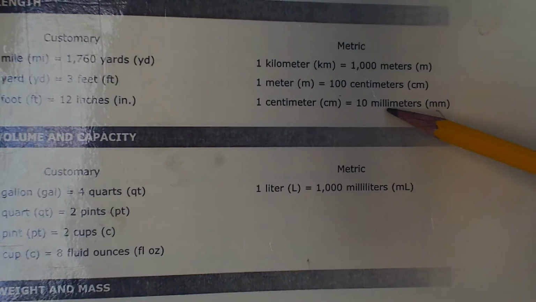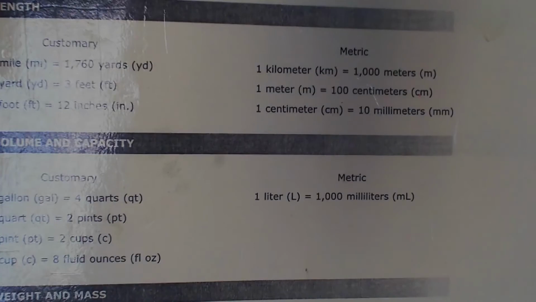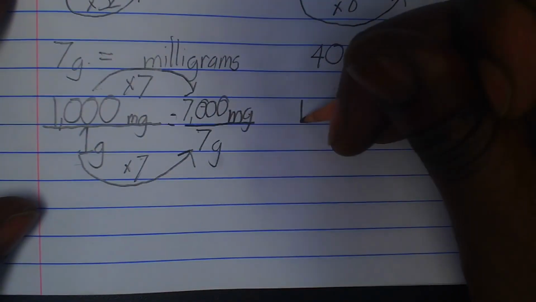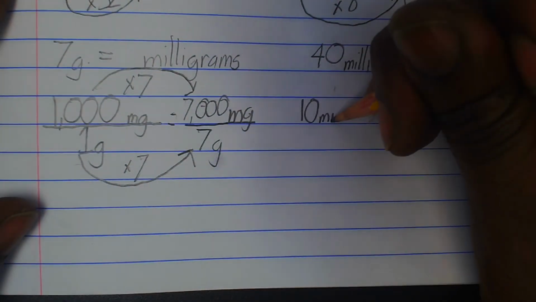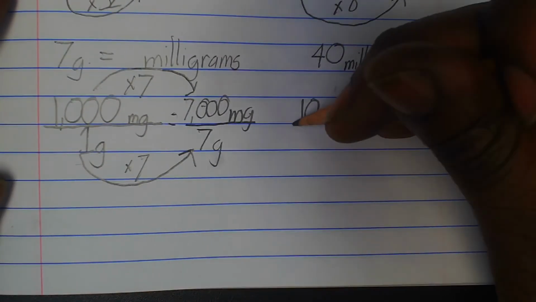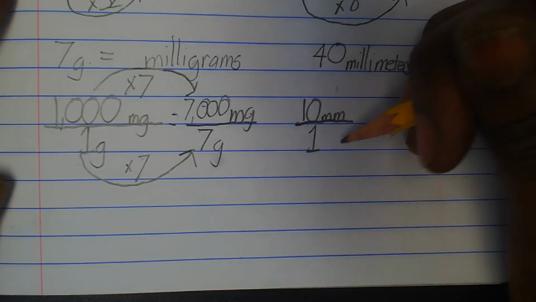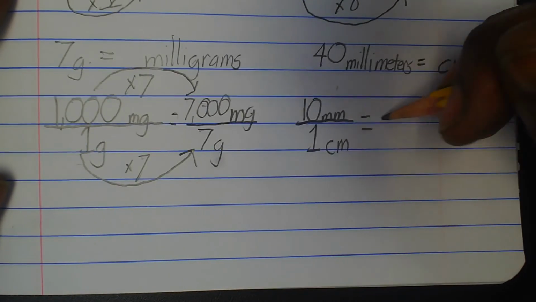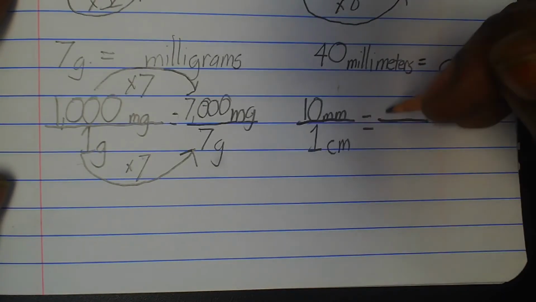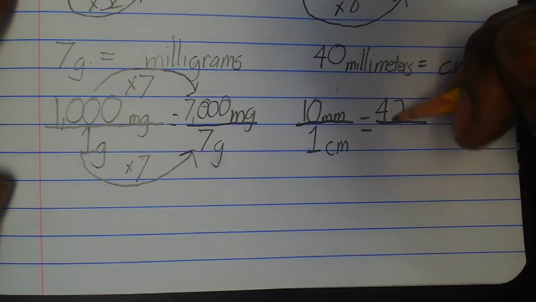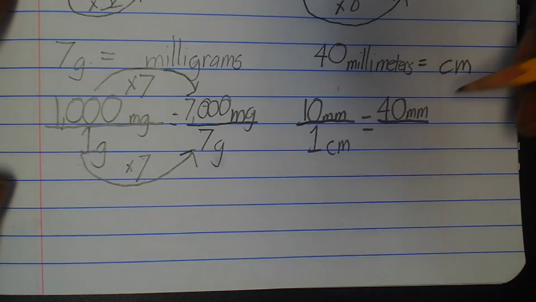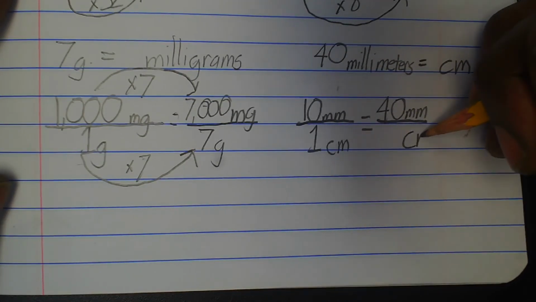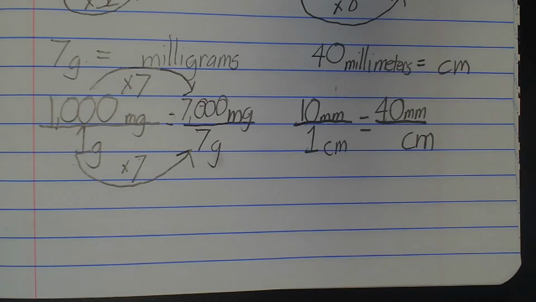So we're going to write this as a unit rate. All right, so we have 10 millimeters over 1 centimeter. Then we write our proportion. So we have 40 millimeters, and then we're looking for the equivalent amount of centimeters that are equal to 40 millimeters.